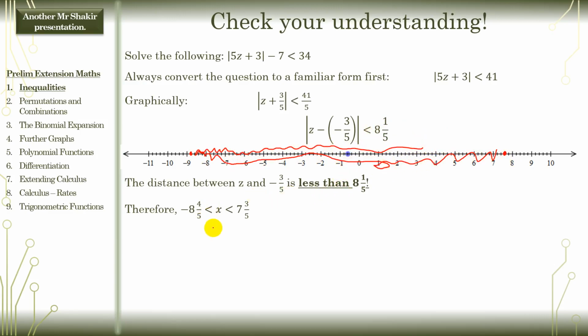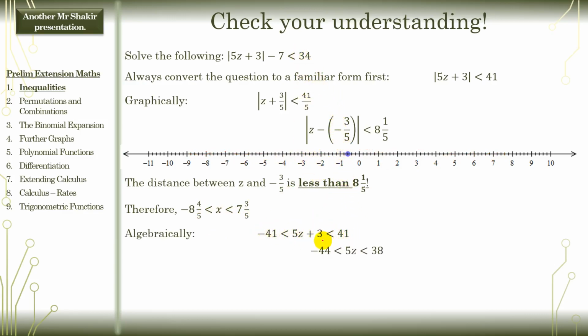How would you describe it algebraically? It's written right there. Algebraically, put it into this form. Subtract 3 on both sides. Divide both sides by 5. You get the same answer, simplifying it to mixed fractions.